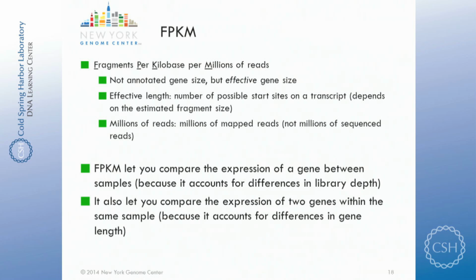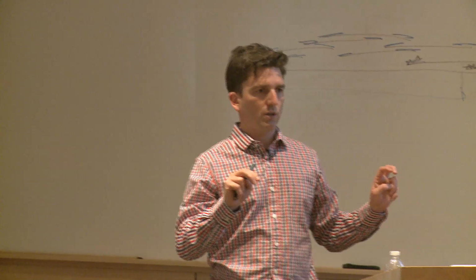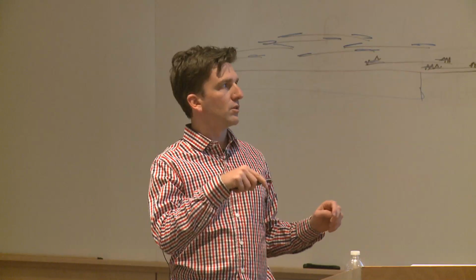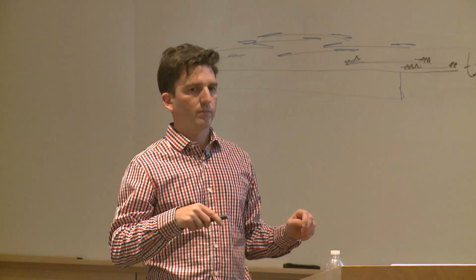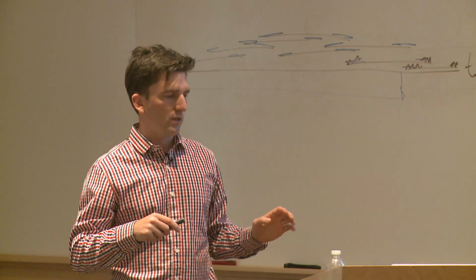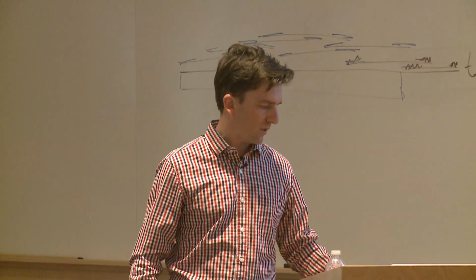So FPKM lets you compare the expression of one transcript between samples, because it accounts for the difference in library depth. But it also lets you compare the expression of two transcripts within the same sample, because it accounts for the difference in gene length. So you have those two normalizations that let you do those two kinds of comparison. That's why it was used.